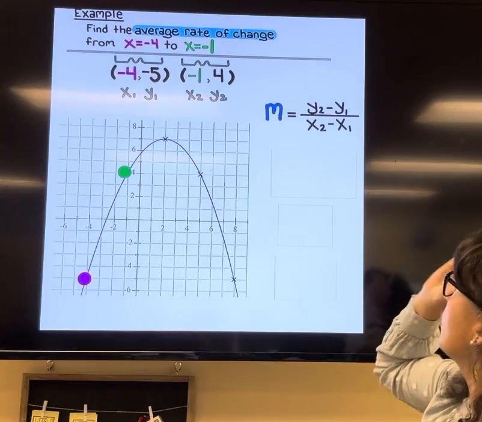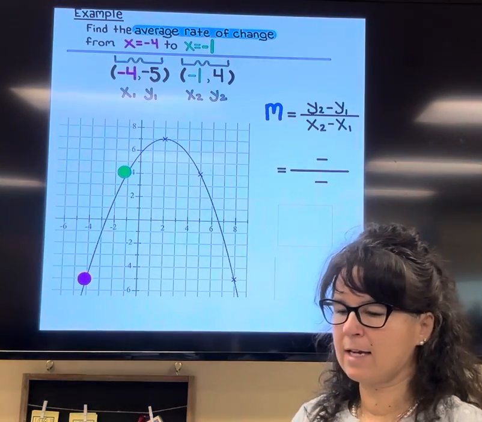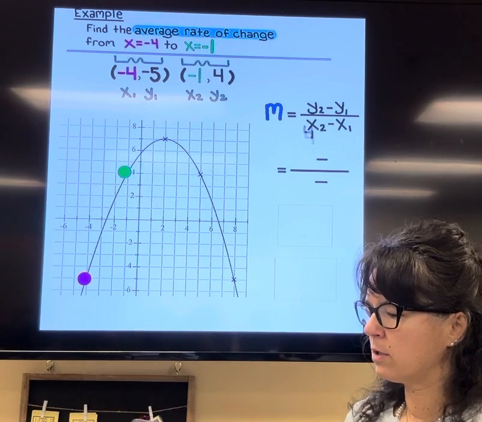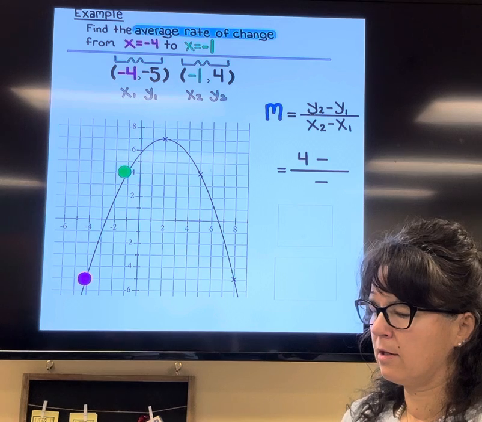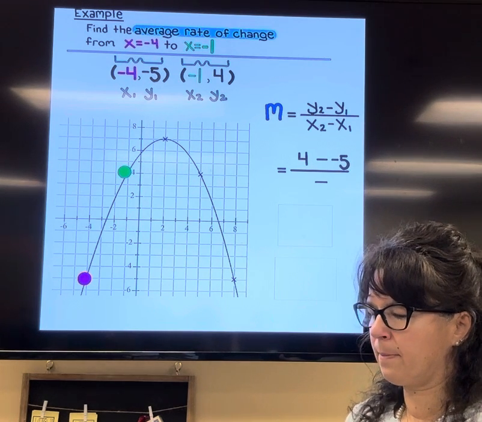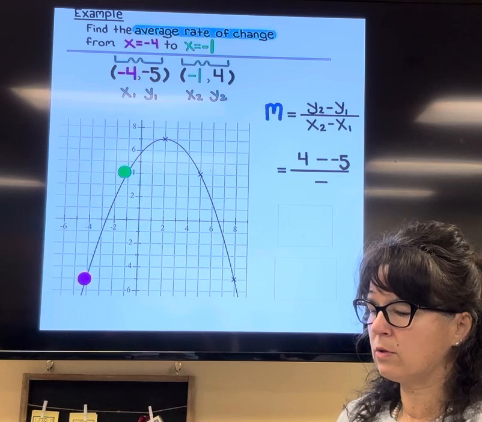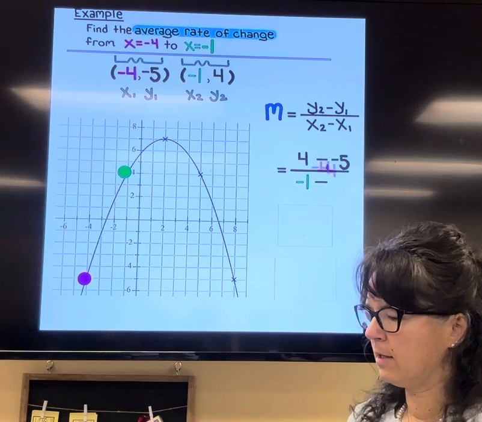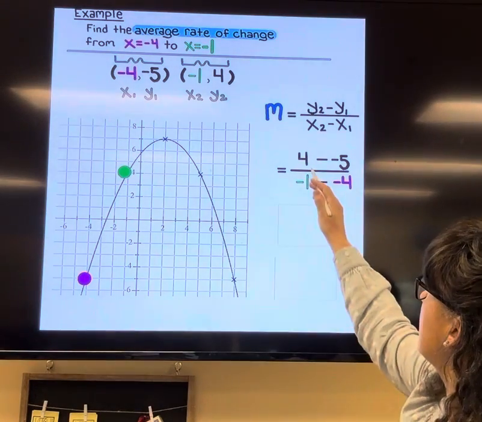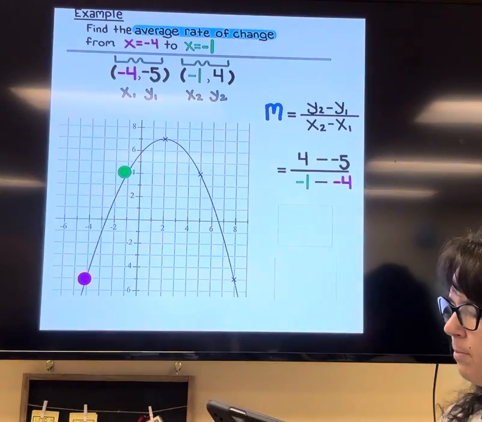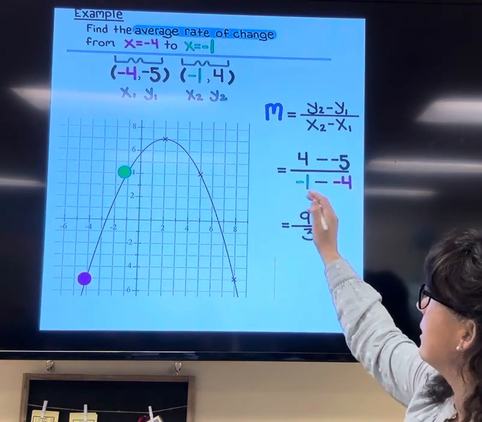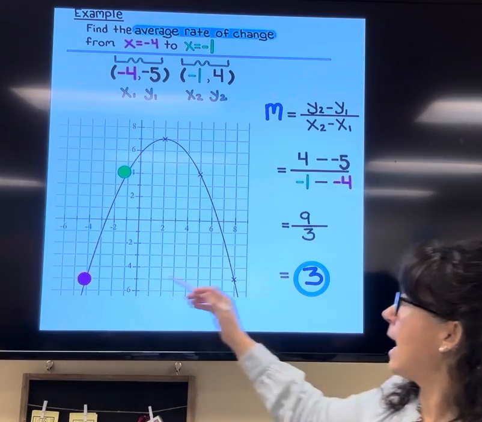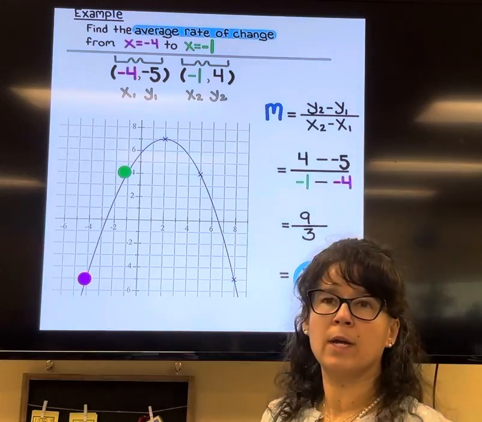In our formula for slope, we want to subtract these y's over subtracting the x's. So let's put these numbers in here. This 4 goes here. This -5 goes here. And then x sub 2, so that's my -1, minus x sub 1. Simplify: 4 minus a -5, 4 plus 5 is 9, and -1 plus 4 is 3. Divide, and I get 3. So the average rate of change from this point to this point is 3.